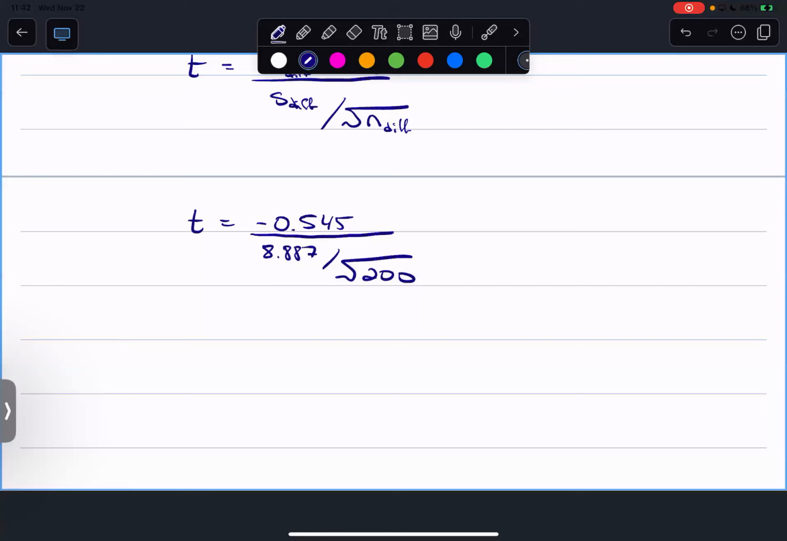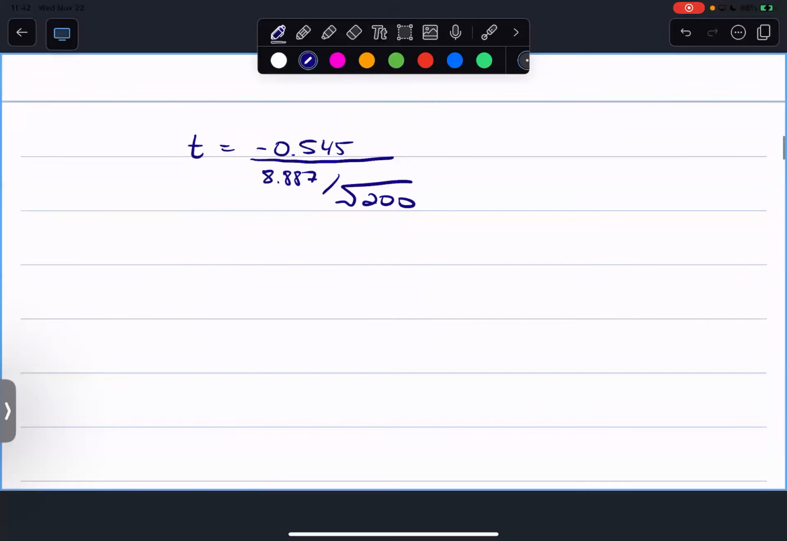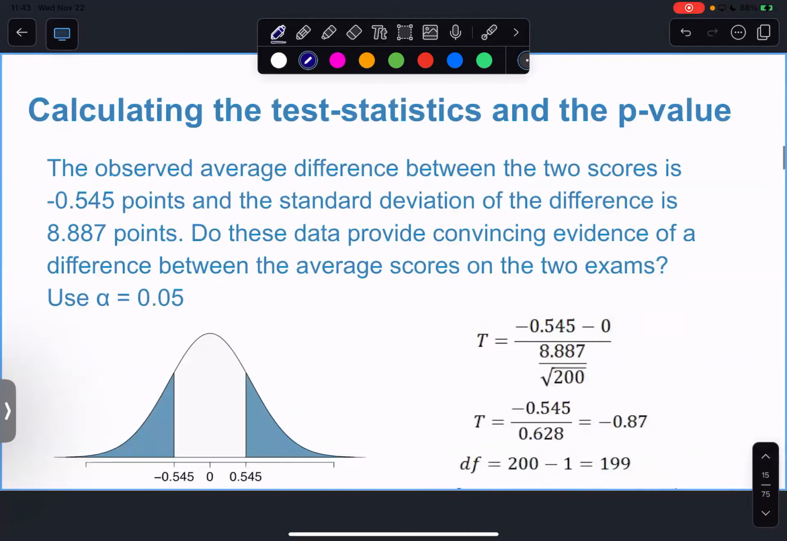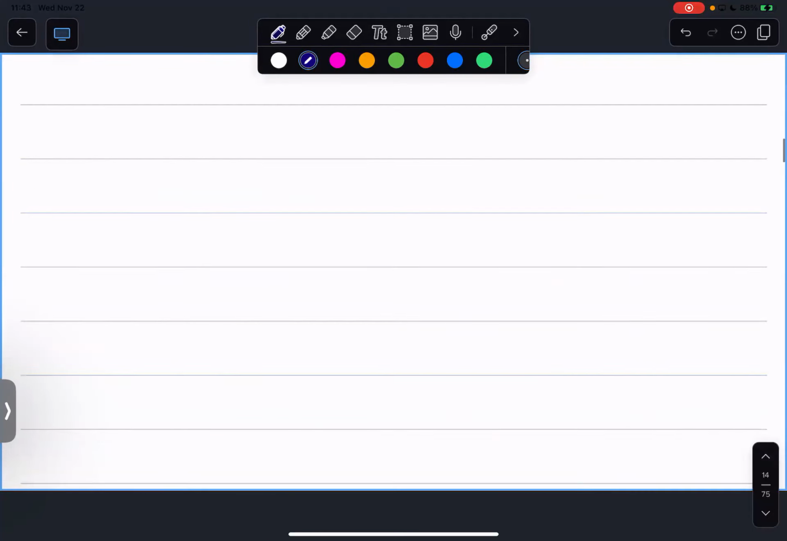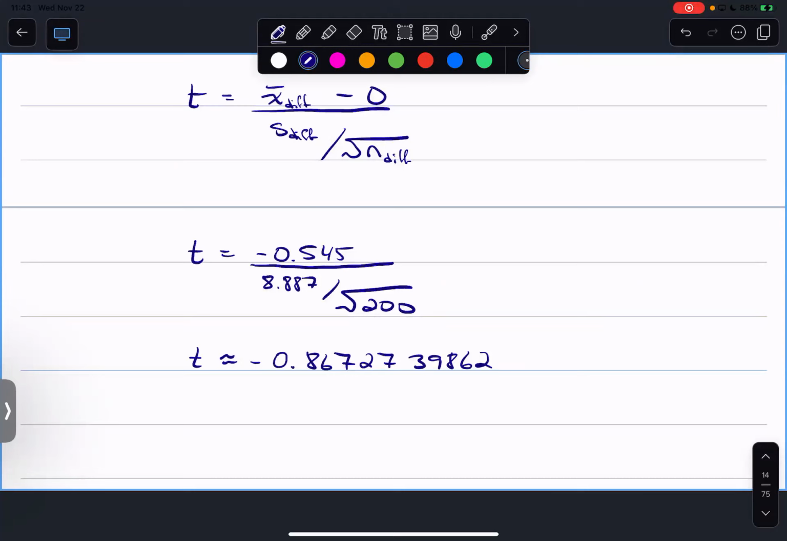Nope. 0.545 divided by the previous answer. I get a t of negative 0.867. Hopefully, okay, looks like that jives. But it's been a weird day, so maybe not. Can I just take a peek at the solutions, just to make sure? Oh, phew. Just that kind of day.